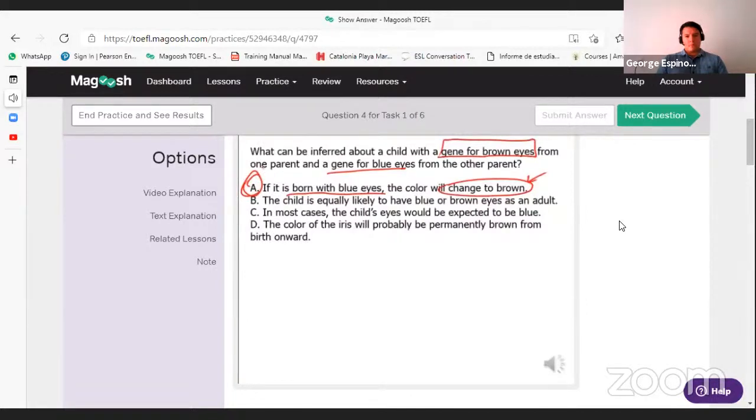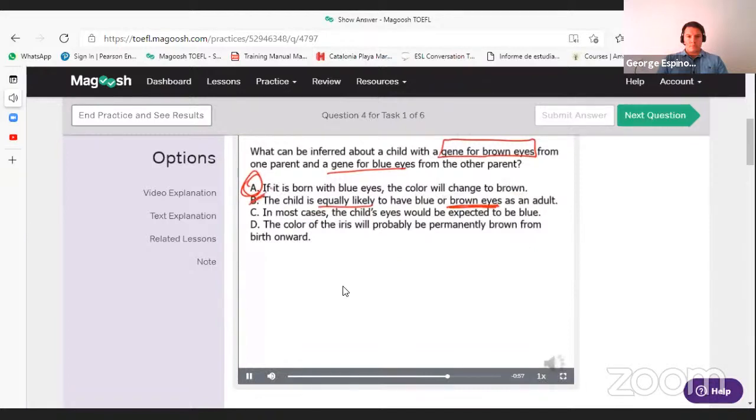B, the child is equally likely to have blue or brown eyes as an adult. No, this is not true because brown eyes are dominant. To say that it is equally likely means it's a 50-50 chance, that 50% of the time it will be blue and 50% of the time it will be brown. That's not true. It is not equally likely brown eyes will come from that brown-eyed parent.